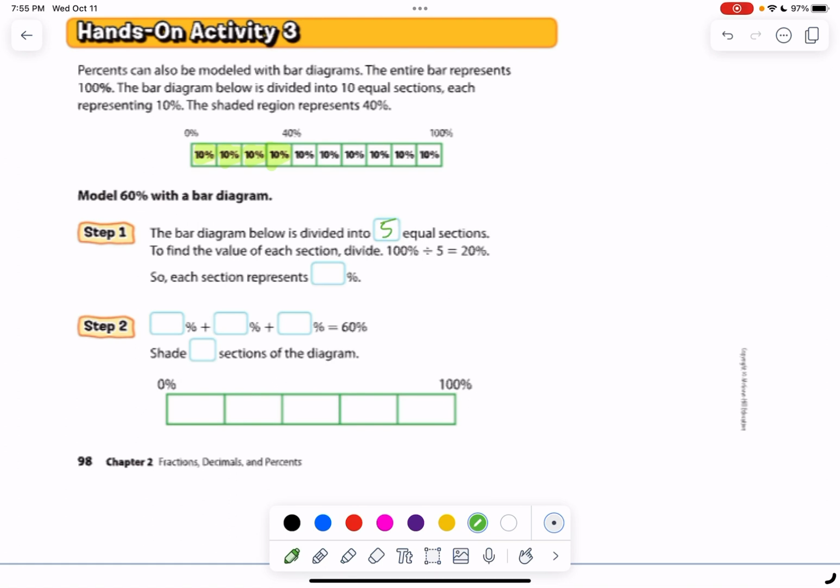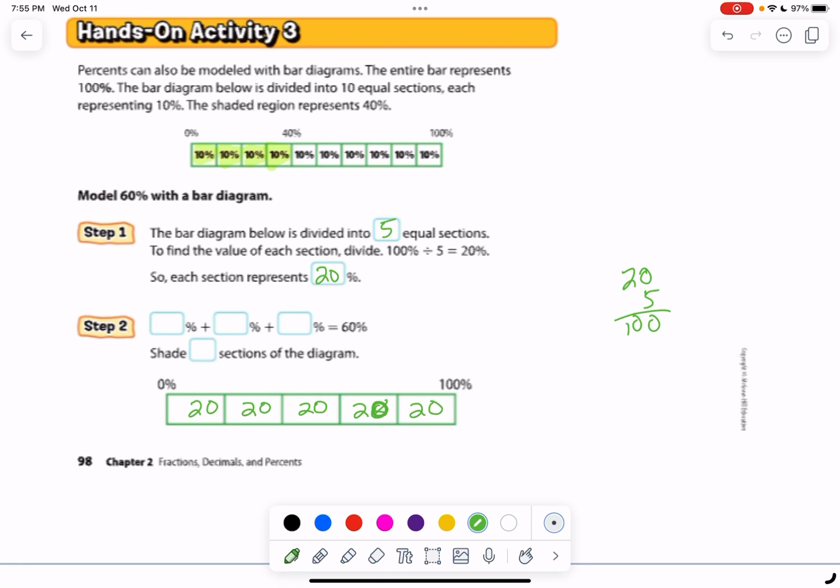Why did we do that? Well, because 20, 40, 60, 80, 100. 5 20s add up to 100, right? 5 times 20: 5 times 0 is 0, 5 times 2 is 10, yeah. 5 20s add up to 100%. So each section represents 20%.